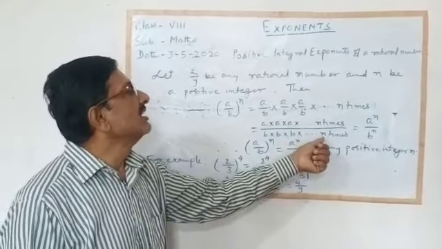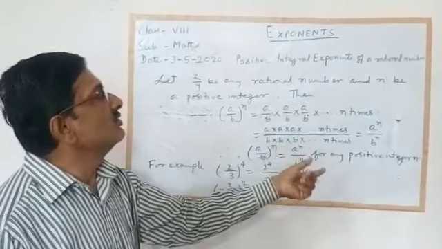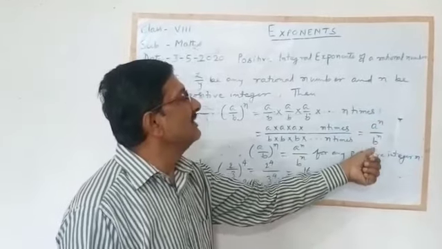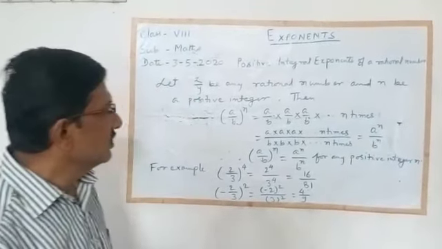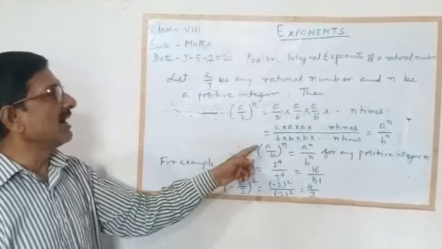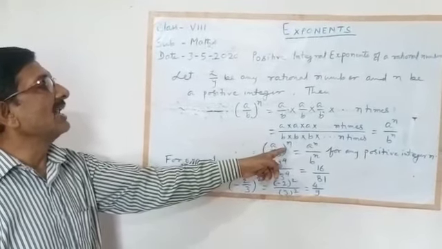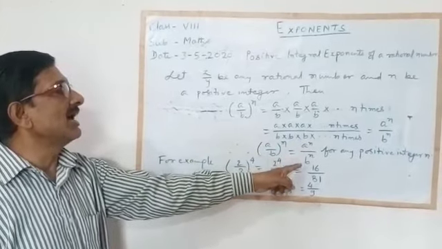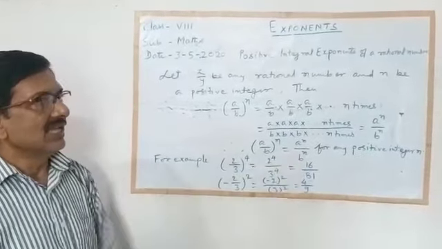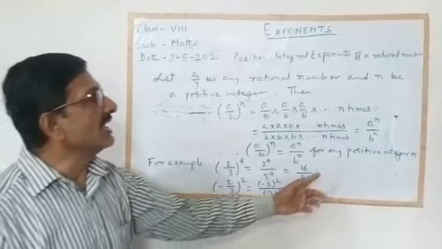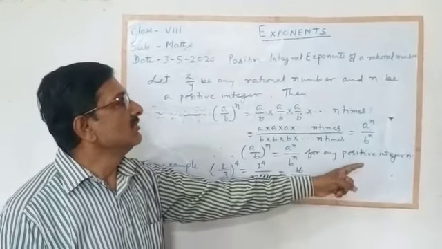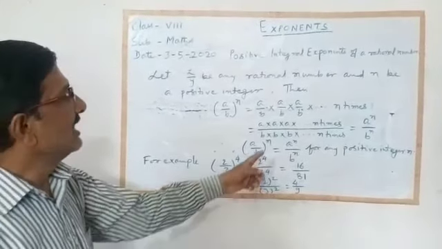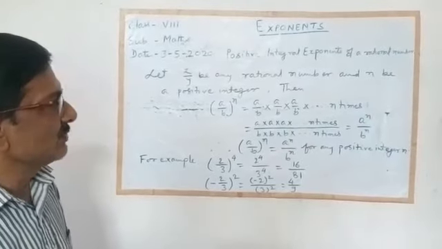b multiplied n times. That is equal to a^n and b^n. So what we are getting here, (a/b)^n will give you the result a^n divided by b^n. And this is true for any positive integer, where n is a positive integral exponent.